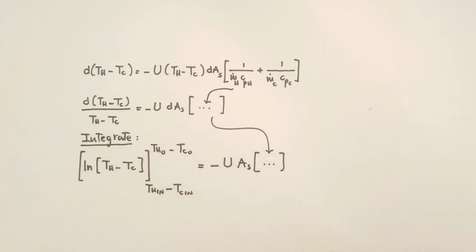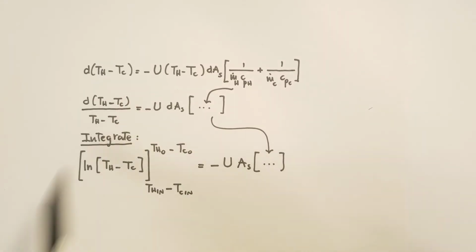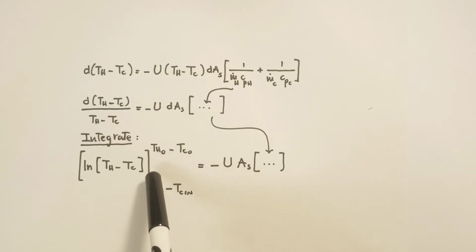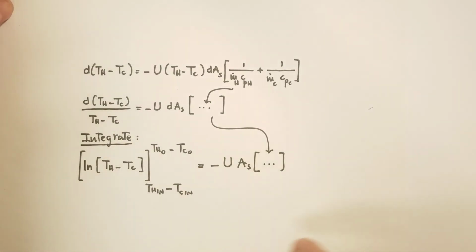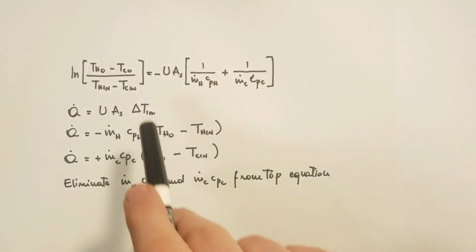And now we can integrate. We have a natural log here because we have dT over T, by integrating between the temperature difference at the outlet and the temperature difference at the inlet. We substitute these two delta T's and we find this log expression.